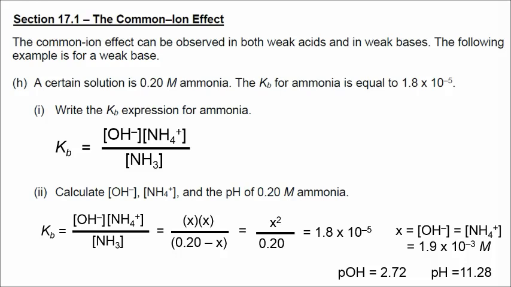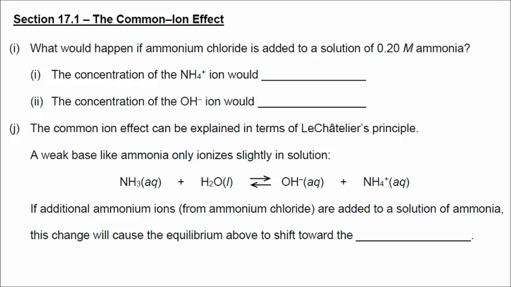So what would happen if ammonium chloride is added to this solution? Well, of course, the ammonium concentration would increase, but as a result of this shift, according to the common ion effect, the concentration of hydroxide would decrease. Again, additional ammonium ions are added, causing the equilibrium to shift toward the left.